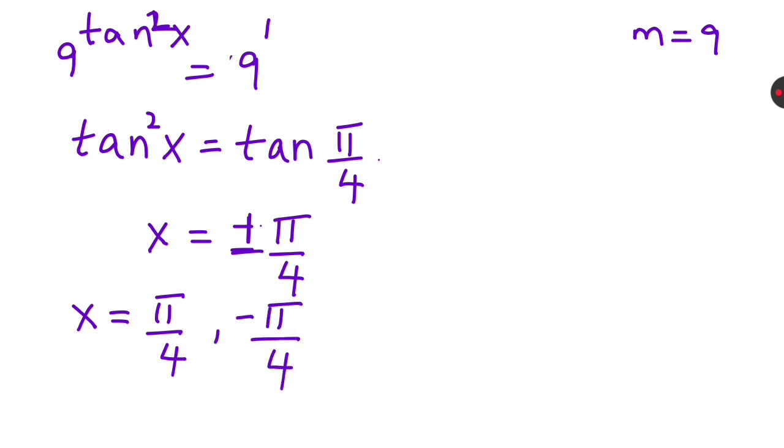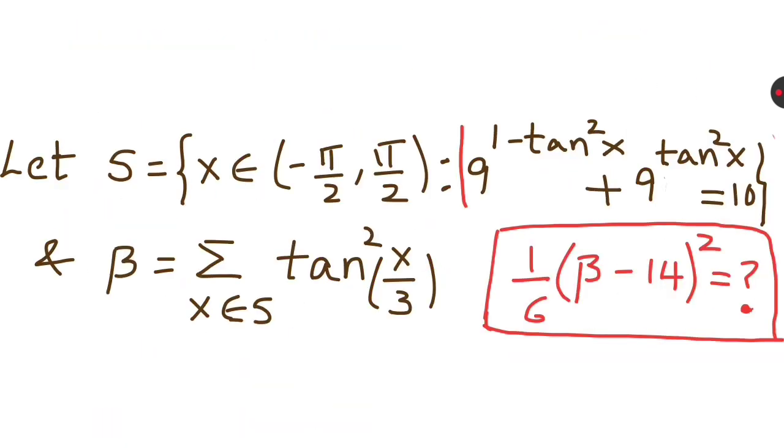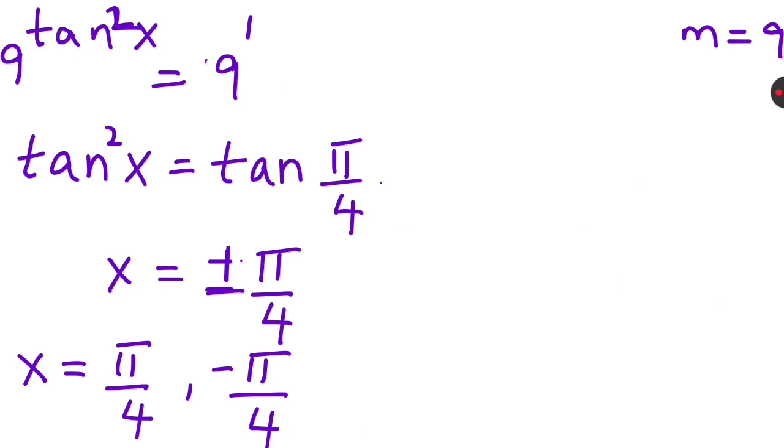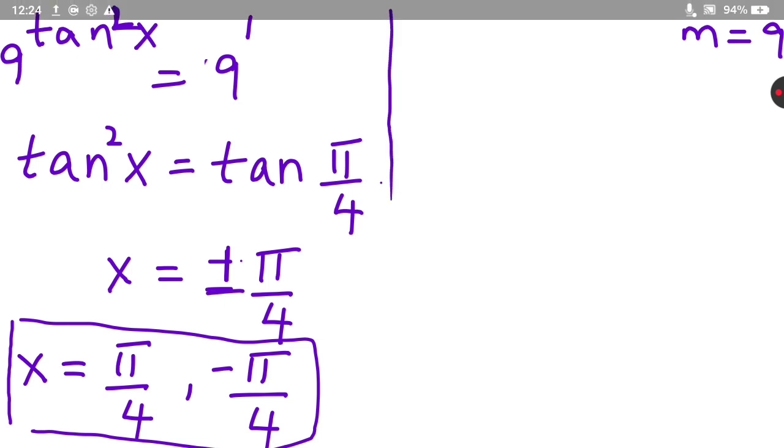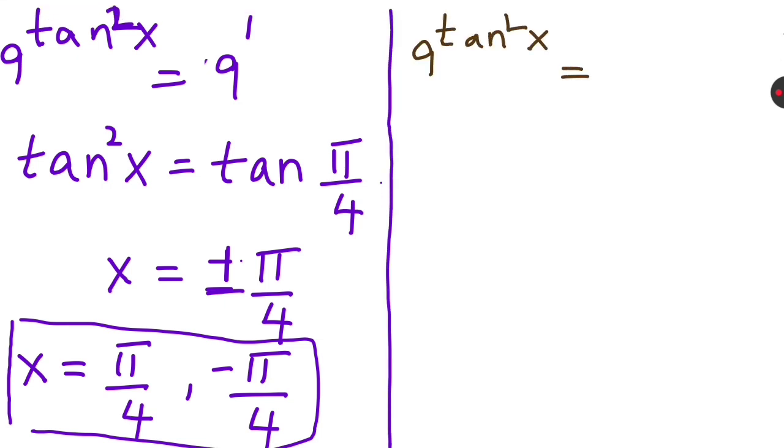And what condition did they give? They said x belongs to the interval between minus pi by 2 and plus pi by 2. So here we are getting x values in between minus pi by 2 and plus pi by 2, so it satisfies the given condition. So let's take the second root, 9 raised to power of tan square x. Now you take m as 1.